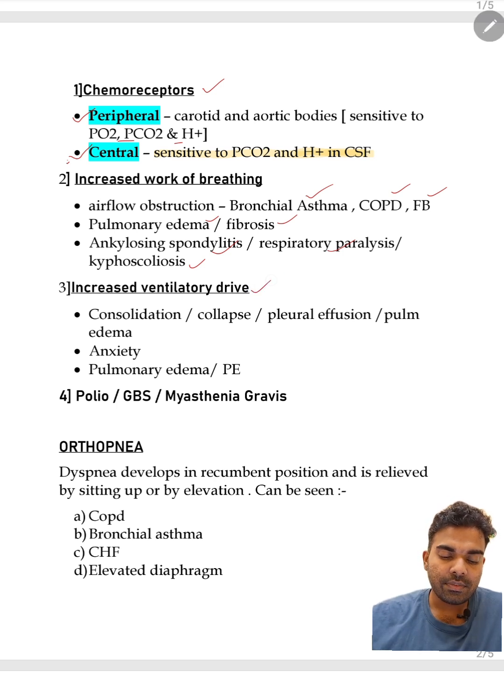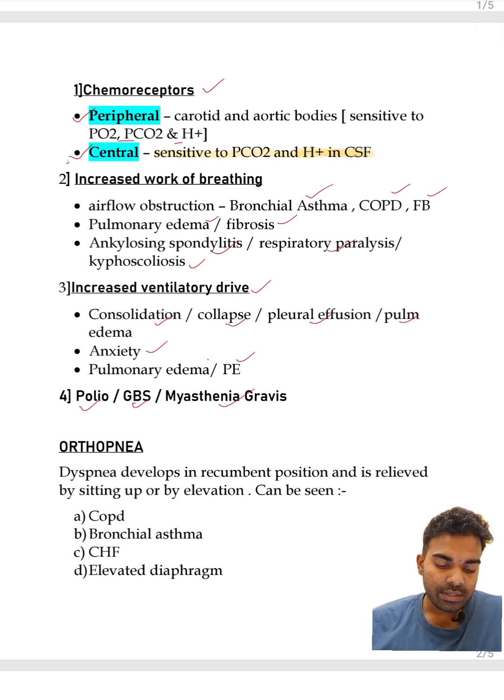Third would be an increased ventilatory drive. That means we are trying to get more air, in conditions like consolidation, collapse, pleural effusion, pulmonary edema, anxiety, pulmonary embolism, etc. The fourth could be some structural deformity or muscle paralysis, which could be caused due to polio, Guillain-Barré syndrome, or myasthenia gravis. That you all know, it's very common.